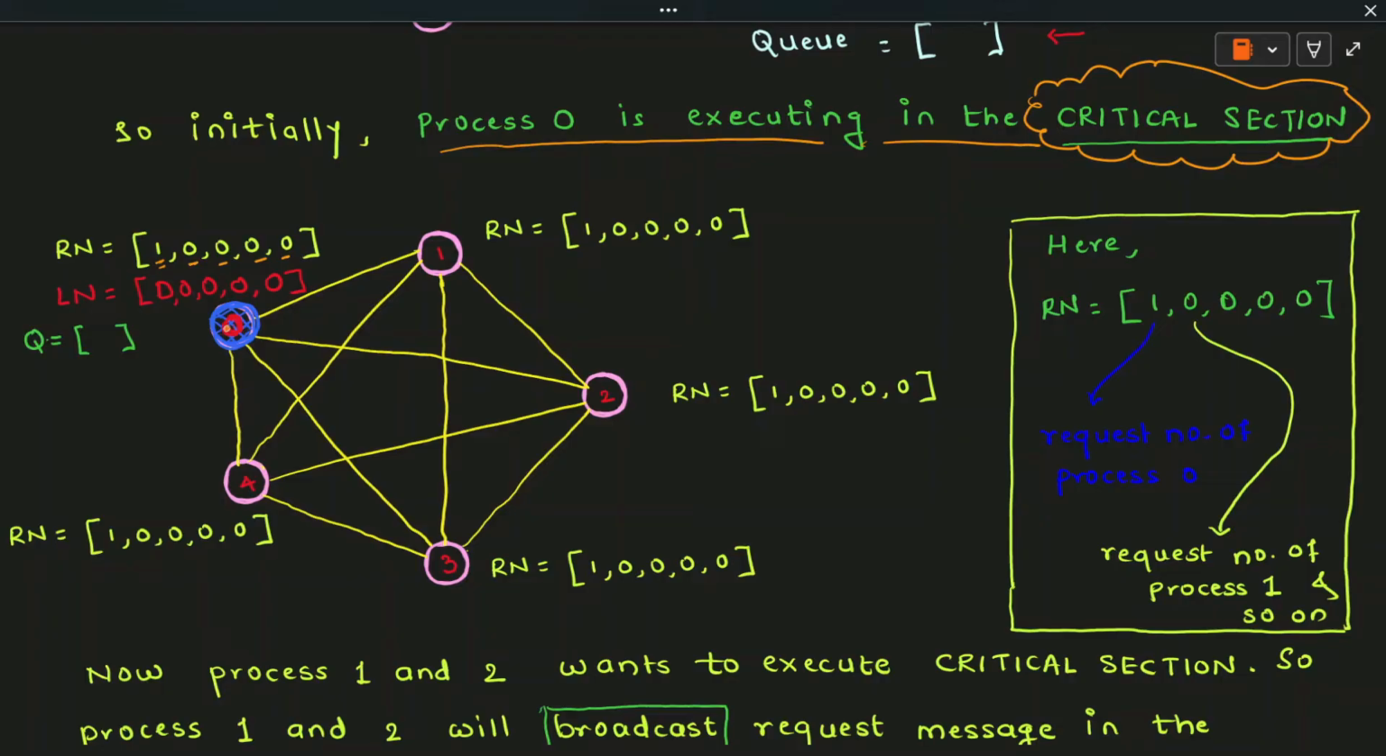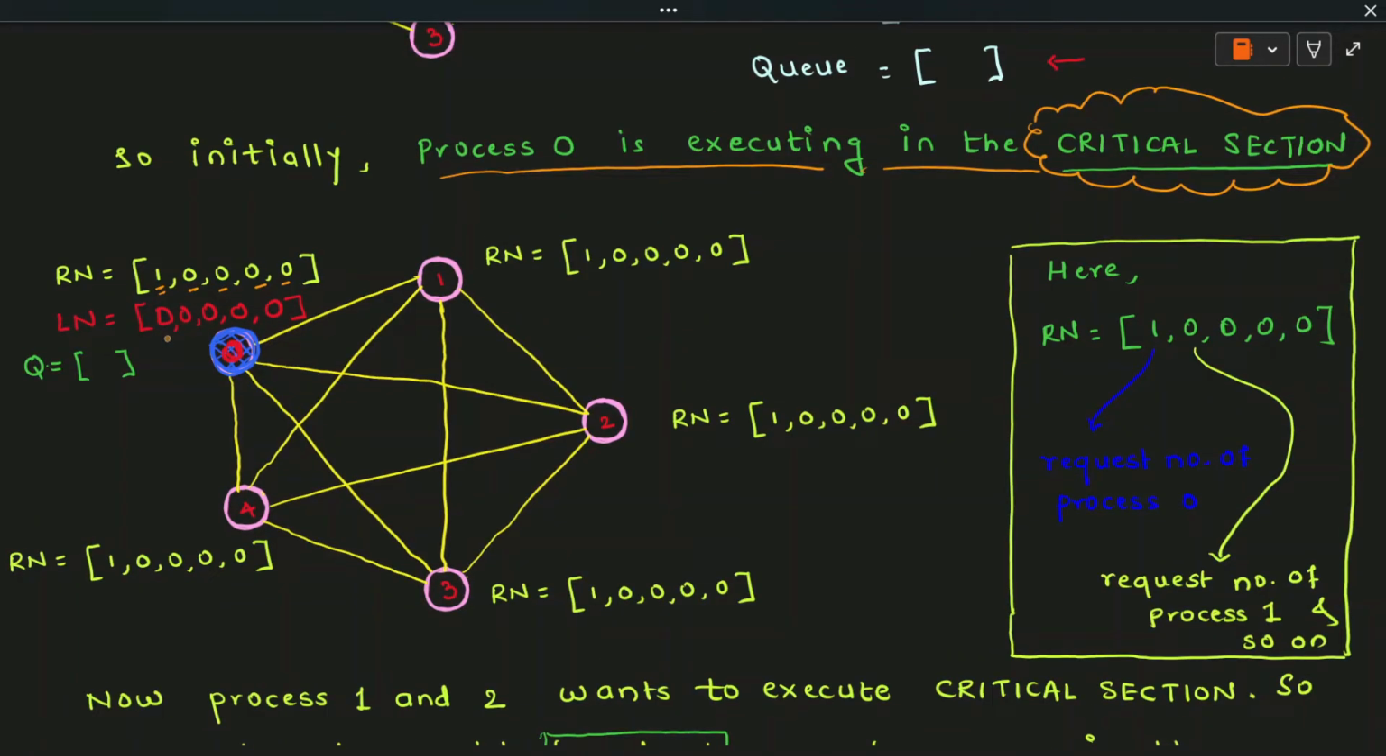Once the token is transferred from 0 to some other process, suppose process number 2, at that time the value of LN will be 1 for process number 0. It means that this value will be set to 1. Here this 1 shows the request number of process 0 and the other values are all 0. It means that the request number for the other processes, that is process 1, 2, 3, is 0 because these processes have not made a request for the token.